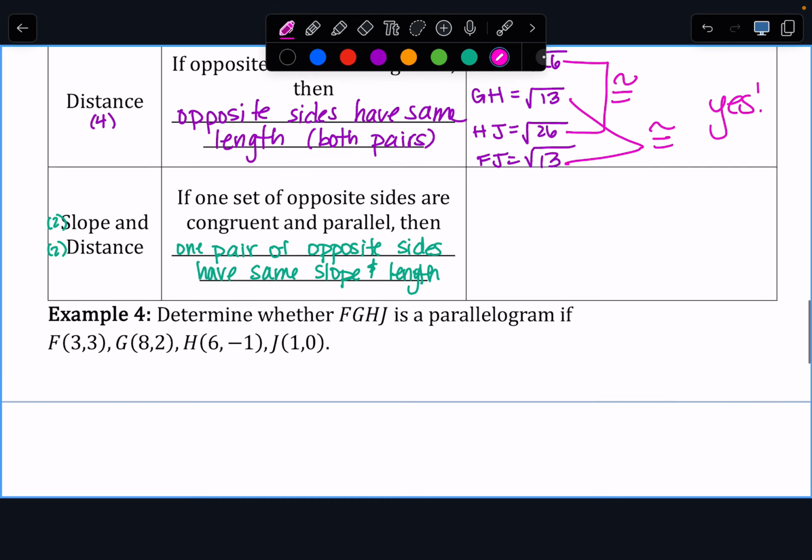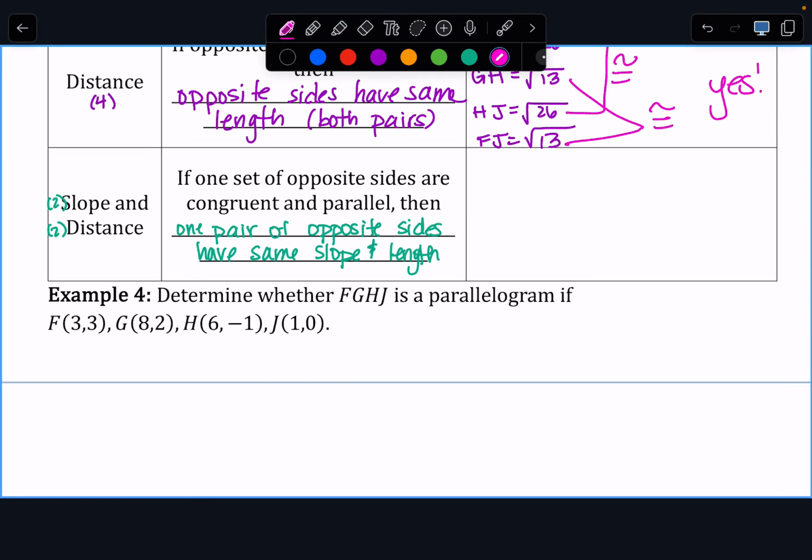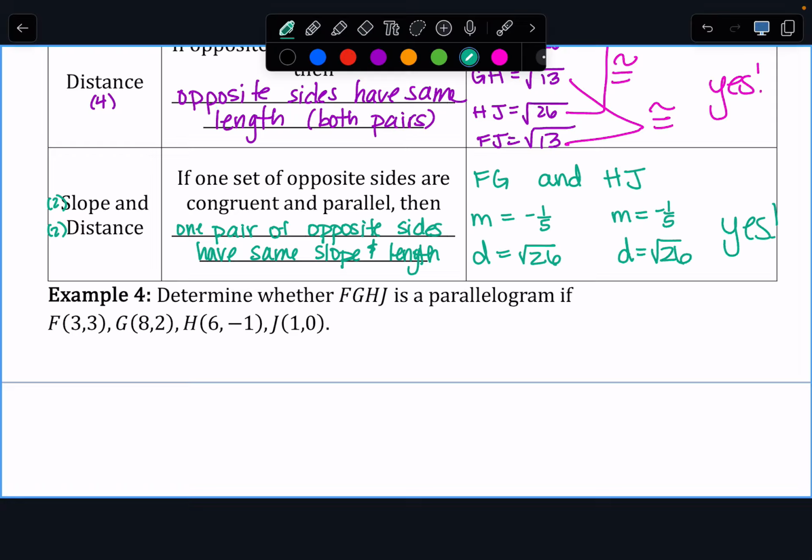Okay, now, if you're going to use this method, you're going to pick one pair of sides. So let's pretend we pick FG and HJ. What we would do is find the slope for each of them, which we have already calculated. And we would find the distance for each of them. And if both slopes and distances match, then yes, we have a parallelogram.